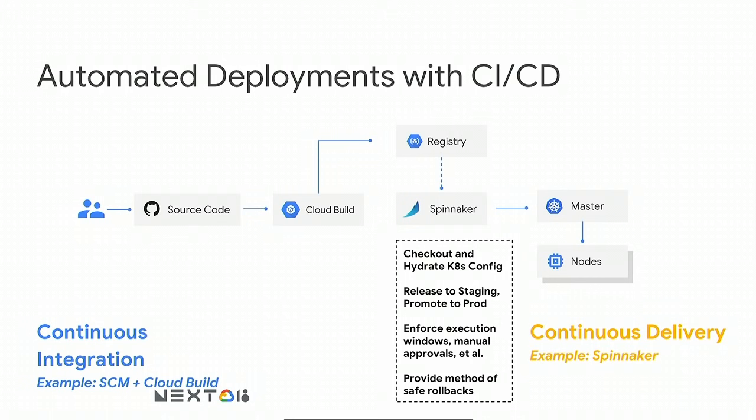Spinnaker here gives us additional features like execution windows. Maybe we only want to automate deployment at a specific time. Or maybe we want to enforce manual approvals from our operations team before releasing into production. There's a whole bunch of things that Spinnaker enables, safe rollbacks, being able to have a nice UI around your actual pipeline. And so it's important to, again, when looking at these different tools, make sure that you're choosing a tool not because of the hype, but because it actually fulfills the use cases that you are looking to achieve. Because like I said, Cloud Build can also do this continuous delivery and deployment phase.